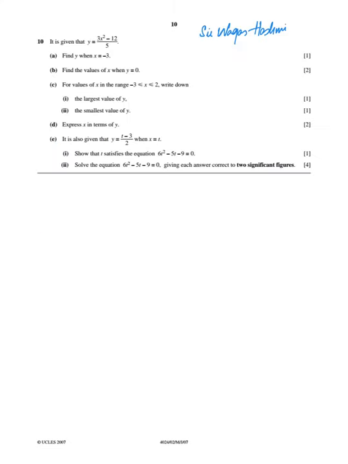Question number 10 from algebra. It is given that y is (3x square minus 12) upon 5. First part, find the value of y when x is minus 3. So it's quite simple. You need to place x equals minus 3. So minus 3 square is 9, minus 12 divided by 5. 3 9s are 27 minus 12 divided by 5. 27 minus 12 is 15 divided by 5. It leads to 3, and that is your first part answer.